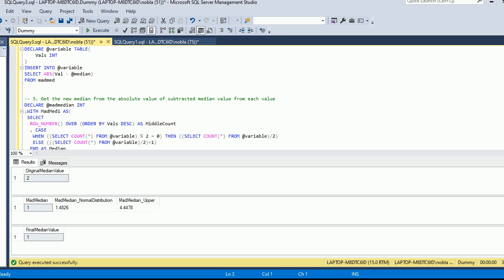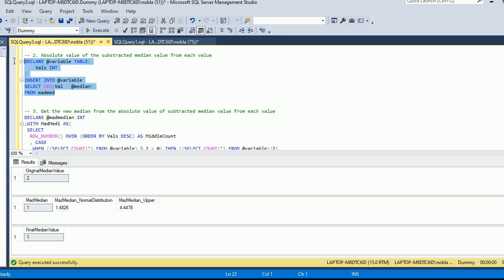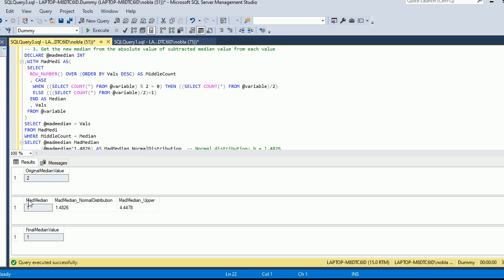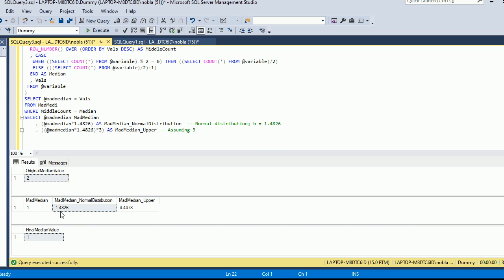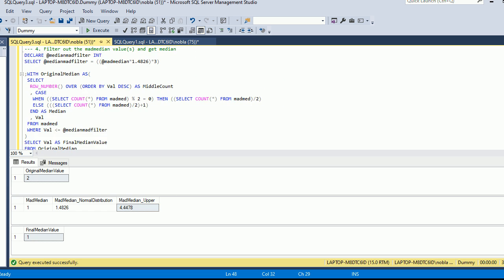Then we get the median value of this variable table here, okay? And we see that the median absolute deviation median value is 1, right? And that's after we subtract all of that. We also see the normal distribution, which makes sense: 1 times 1.4826, all of us know that, is going to be that same value, right? And then we multiply this right here, which is the upper bound, times 4.4478. So we think about what we're going to do here, and I forgot to highlight this a second ago.